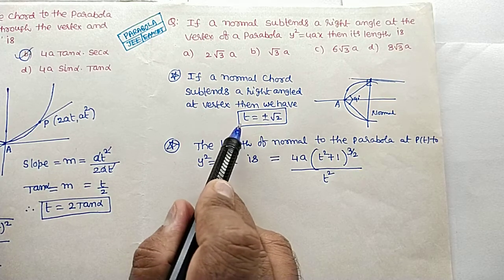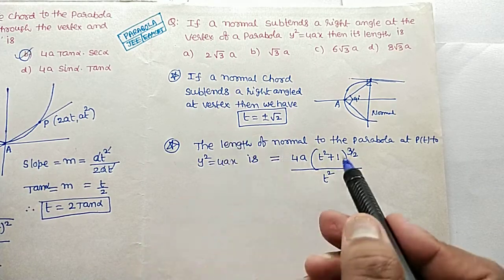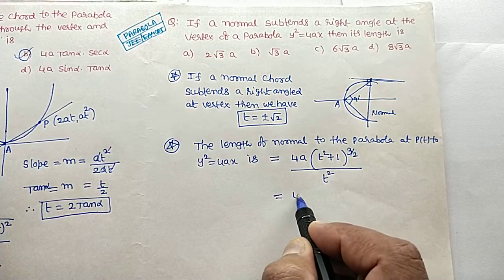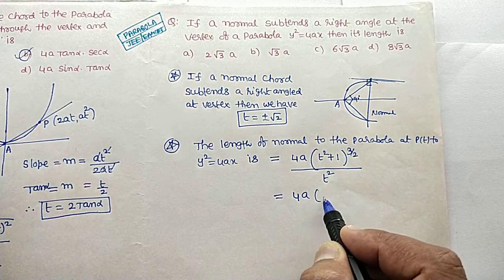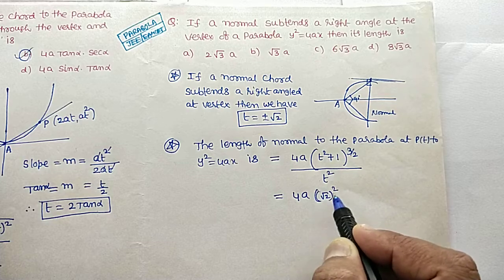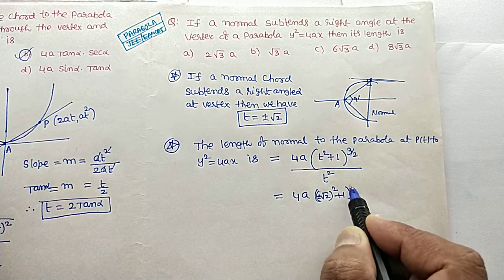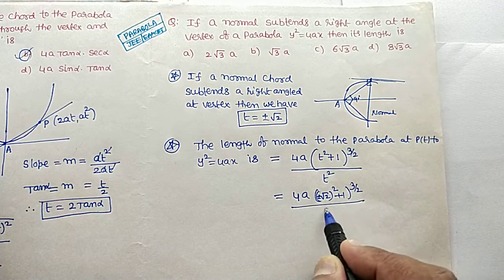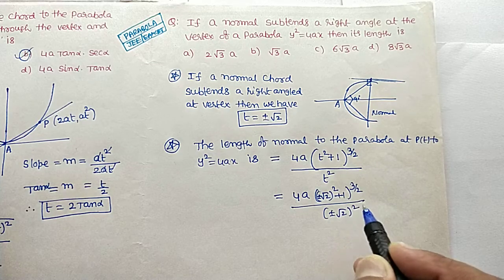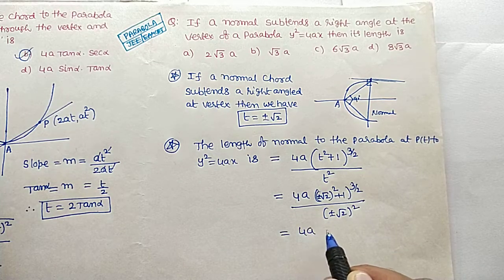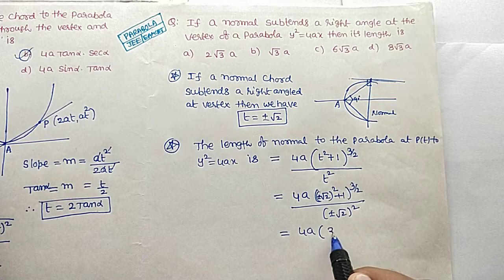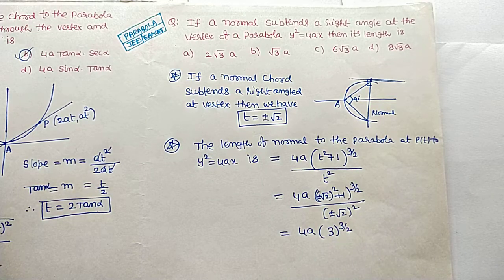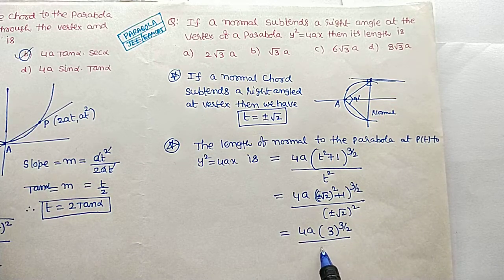What is the value of t? We got it here, plus or minus root 2. Substitute in place of t square. We will get 4a into (root 2 whole square plus 1) whole power 3 by 2 divided by (plus or minus root 2) whole square, which is equal to 4a into (2 plus 1) power 3 by 2 whole divided by 2.